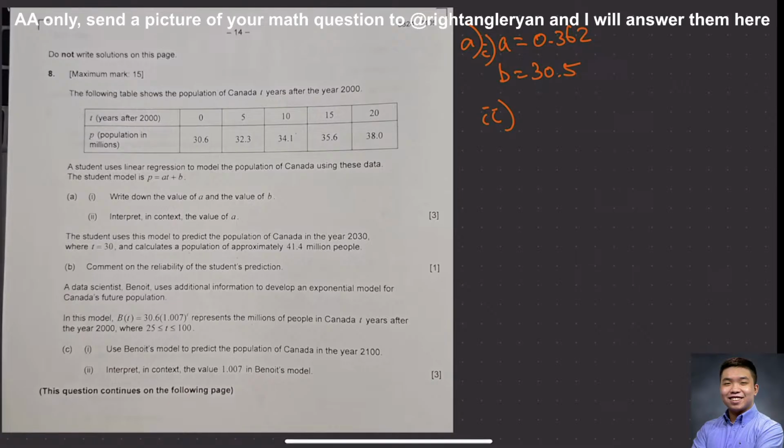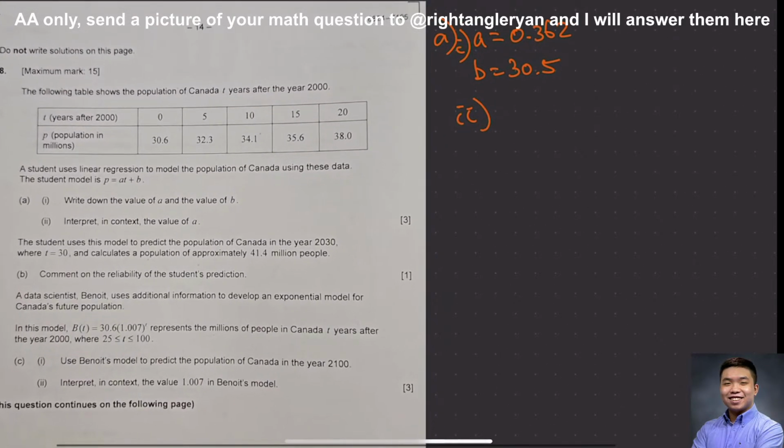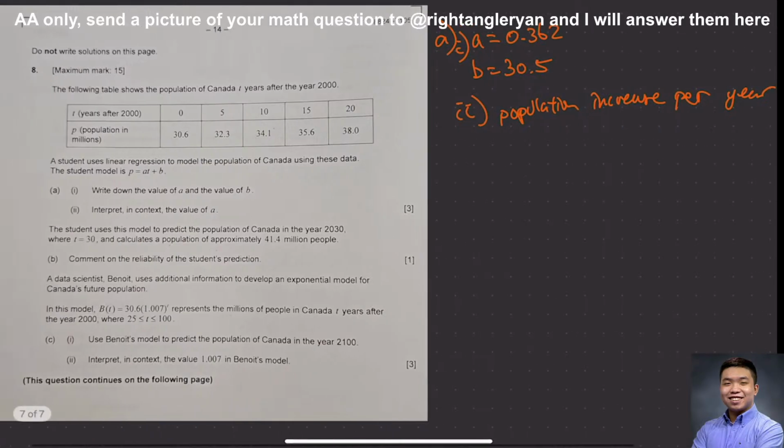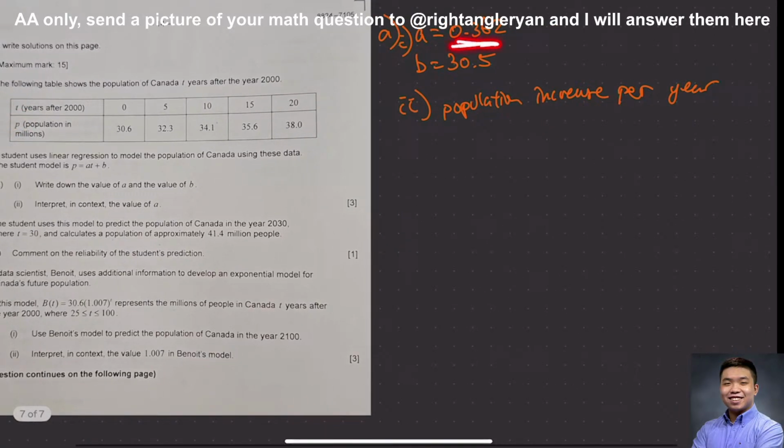So now A2, interpret in the context the value of A. So population increase per year. How I know that is because on the x-axis we're doing time, years, and on the y-axis we have population. So I know the slope means how much I go up for every one we go to the right. Moving one to the right means moving 1 year into the future. So moving 1 year, I go up by 0.362, meaning every year there is a 0.362 population increase.